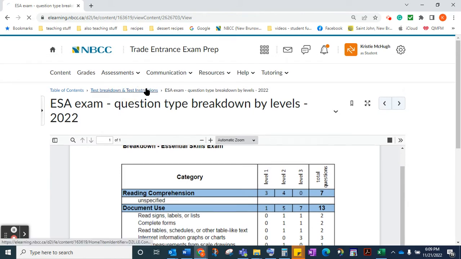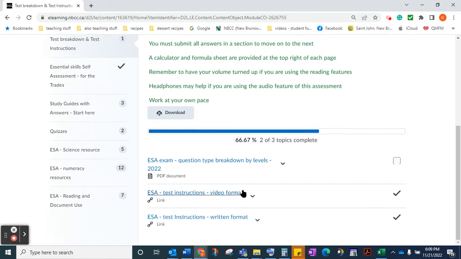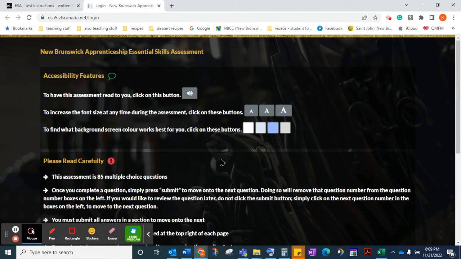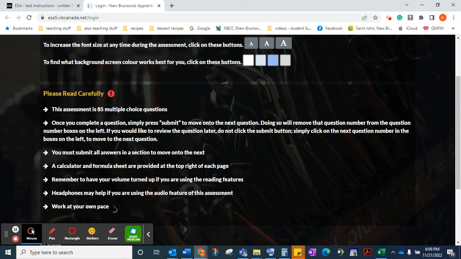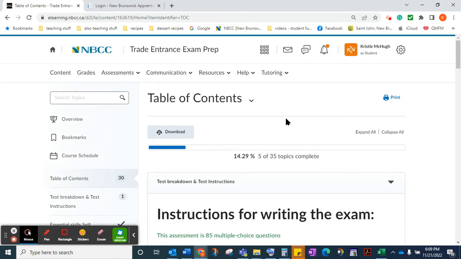So, and like I said, in this section, the top section, you'll also find the test instructions in a written format there. It's taking us to a new page. This is the login. Okay, basically I just copied from there anyway. If you want to see it in a black screen, go ahead. Let's go back to the table of contents.